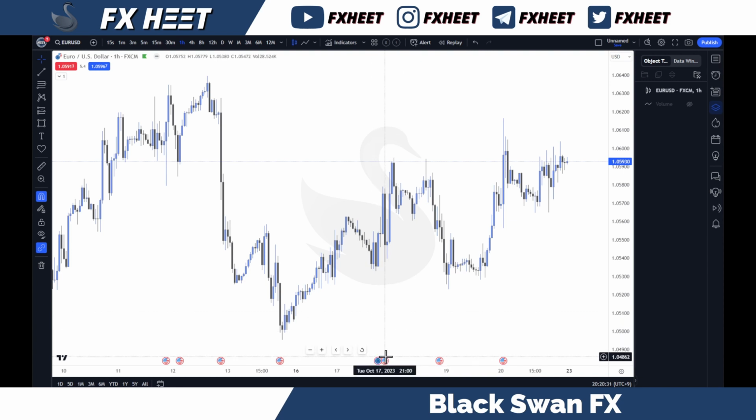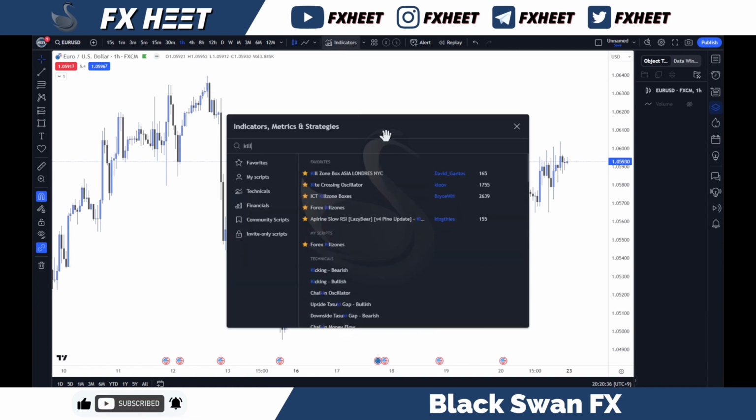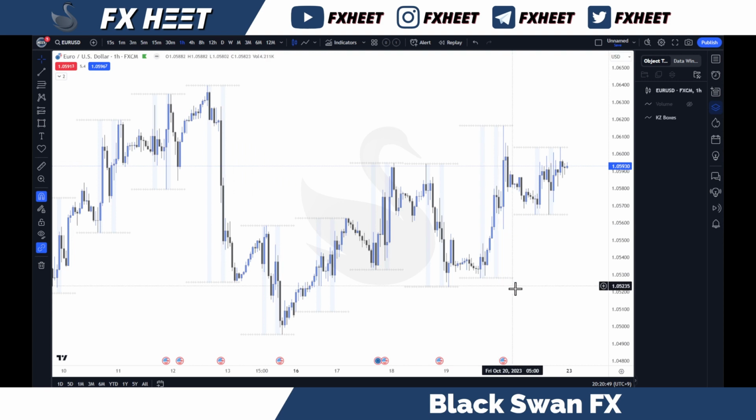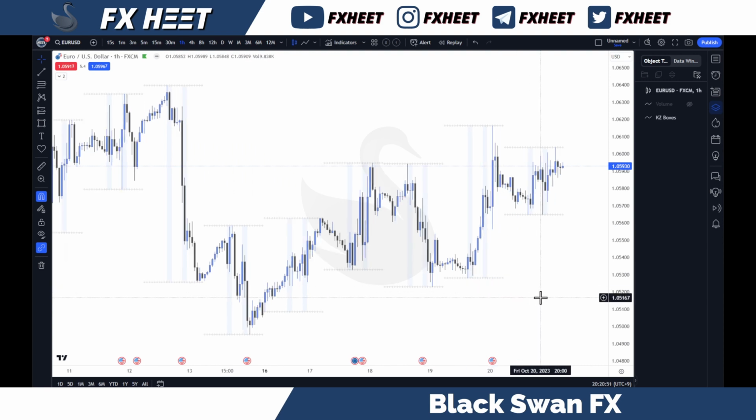The next thing you want to do is we want to add an indicator. So we want to add a kill zone indicator, and for the purpose of this demo, we will be using ICT kill zone boxes by Bryce WH. I've used this in the past, but it's not the one I'm currently using. The one I'm currently using is a custom one, very simple, exactly what I need to do and nothing more. But this is available for everyone, and it does exactly what we need it to do.